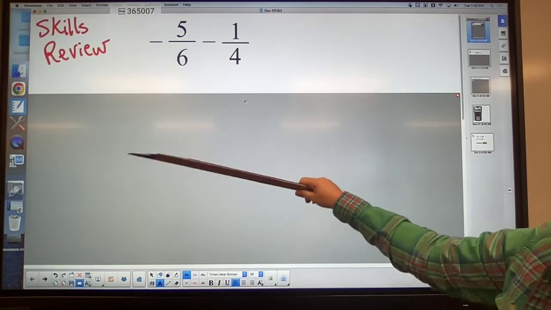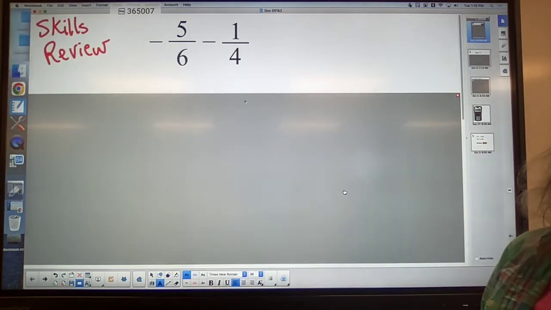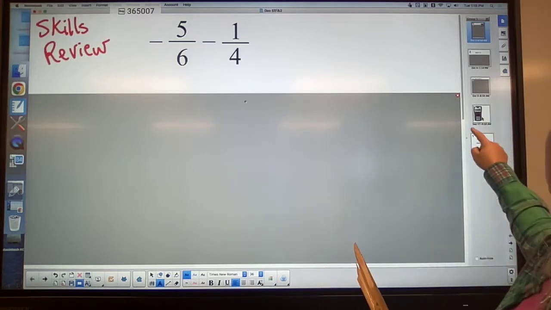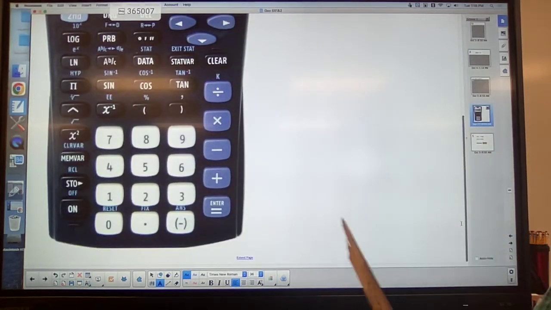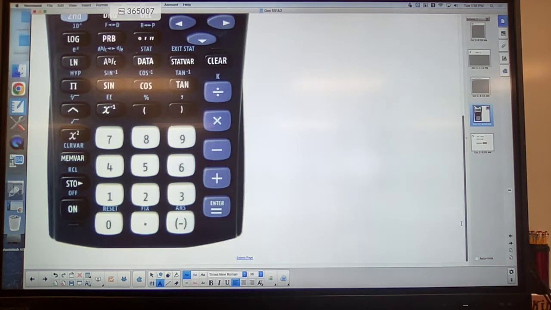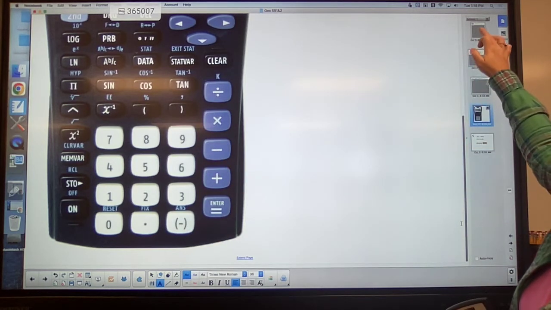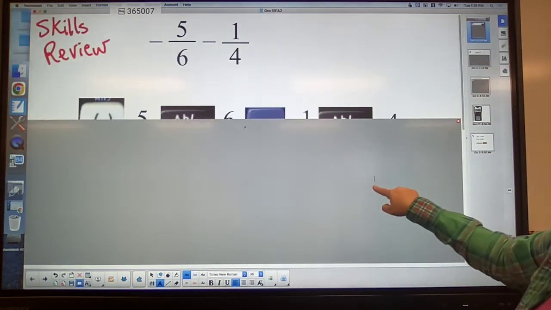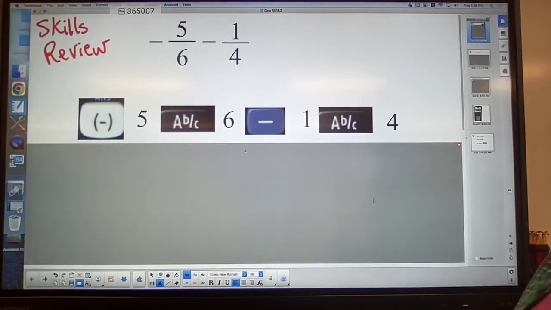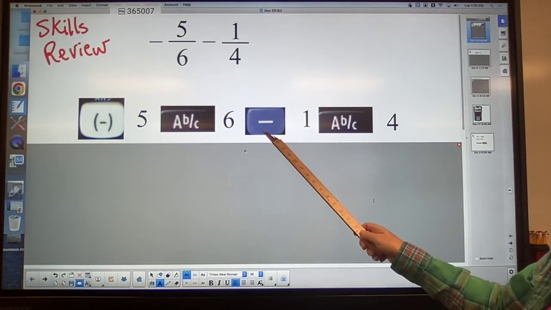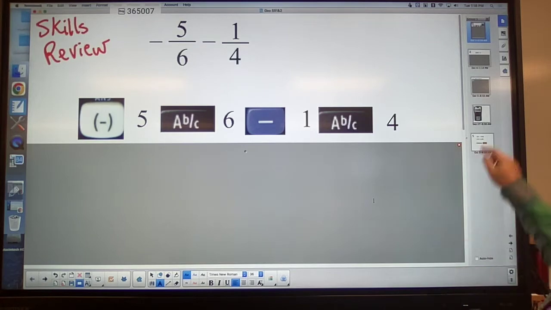They look the same on this problem, but if you have a Texas Instruments calculator or any like it, you have to know the difference between a negative sign, which is this guy down here, and a subtraction sign up there. First difference. Then looking for your fraction button. You're going to type in negative 5 fraction, ABC, 6, subtract 1 fraction, 4.